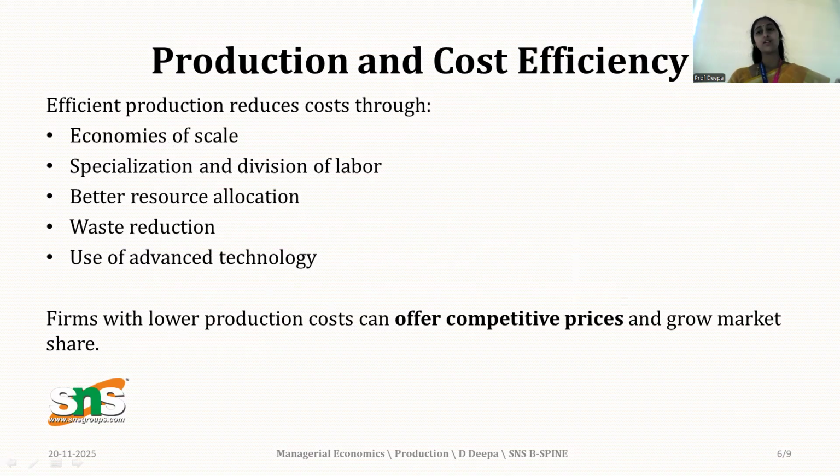Production and cost efficiency: economies of scale. If efficient production is happening in an organization, economies of scale will be there. Economies of scale means the cost of producing a single product will be reduced. That is economies of scale. Then specialization and division of labor, better utilization, resource allocation, waste reduction, use of advanced technology. All these things are possible if there is efficient production.